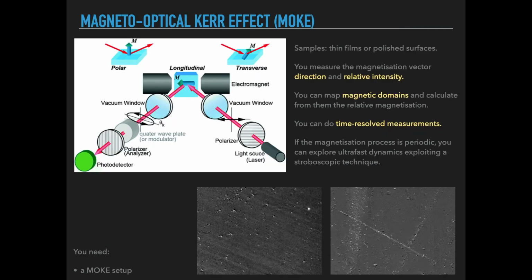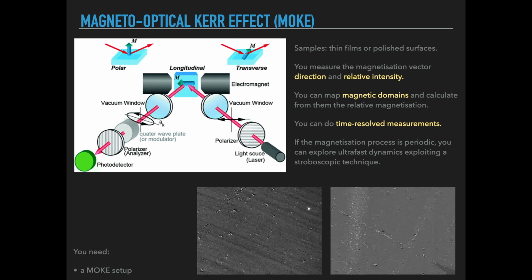Magneto-optical Kerr effect microscopes, as we discussed earlier, consist in sending polarized light to the surface of the sample and detecting the angle of rotation of the polarization of the reflected light with respect to the incident one. That angle of rotation is proportional to the magnetization direction and relative intensity of the magnetization in that point of the material.